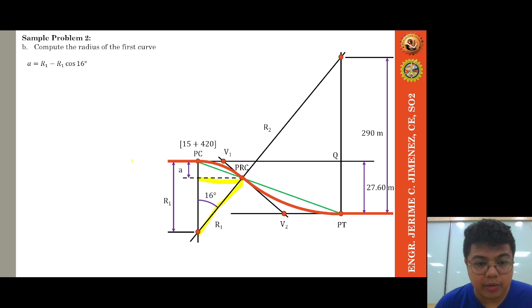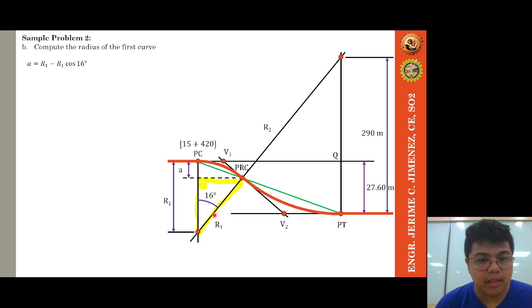Yan, triangle po na yan, having an angle of 16 degrees and a right triangle. So, ito ay R sub 1. Itong portion na to ay R sub 1 from PRC to the center of the first curvature. R sub 1 yan. Okay? So, R sub 1, itong portion na to, so cosine 16 degrees.